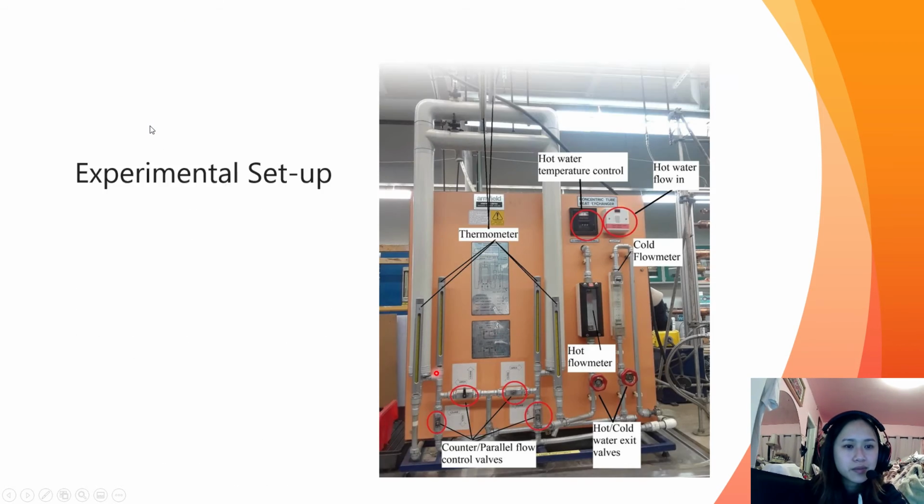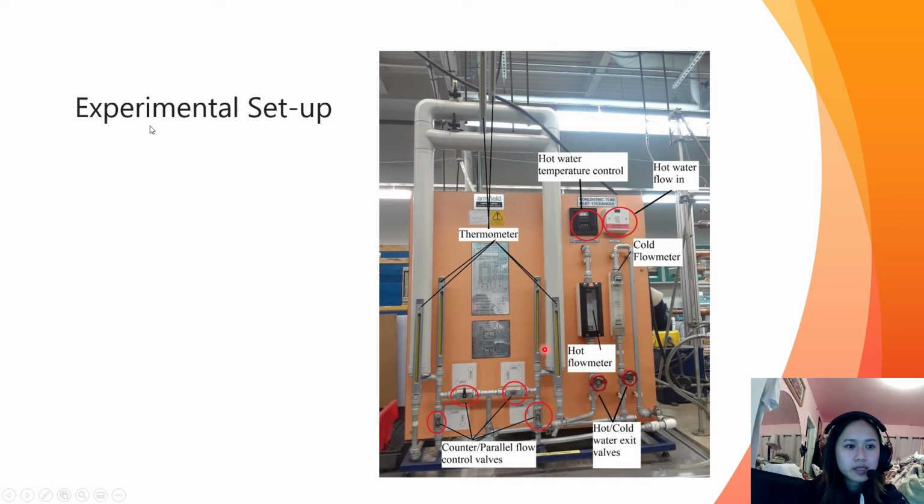The experimental setup is shown here, where the thermometers, the double pipes, the hot water temperature control, and the hot water flow in. There's a tank in the back to heat up the hot water or to keep it hot. And then there's a faucet that allows the cold water to flow in into these valves. There's a counter in the parallel, and the counter flows in the opposite direction of the hot water. So this is the opposite direction, and this is parallel with the hot water because the hot water is coming in from this way. And it goes down, and then it exits.